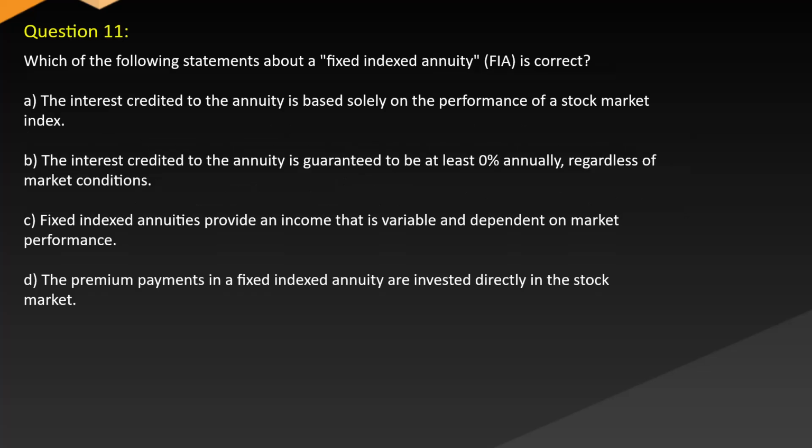Question 11. Which of the following statements about a fixed indexed annuity is correct? A. The interest credited to the annuity is based solely on the performance of a stock market index. B. The interest credited to the annuity is guaranteed to be at least 0% annually, regardless of market conditions. C. Fixed indexed annuities provide an income that is variable and dependent on market performance. D. The premium payments in a fixed indexed annuity are invested directly in the stock market.